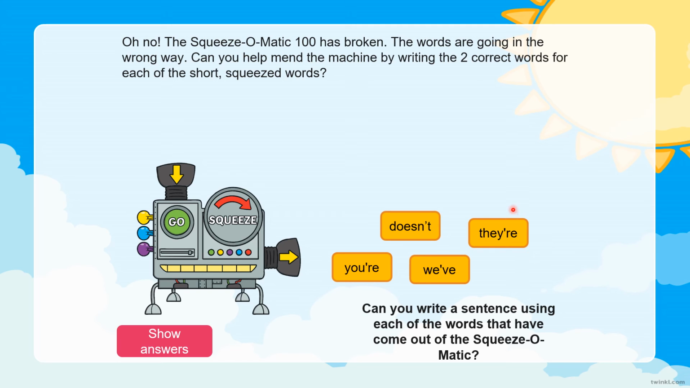Now remember that apostrophe is useful because it tells us that there should have been a letter there. There was a missing letter when they were originally 2 words. And what about we've? We've been learning from home. What 2 words would they be if they went back through the machine? Okay, so hopefully you've got 4 answers written down. If not, please don't panic. This is our first time of looking at it, so let's have a look now.